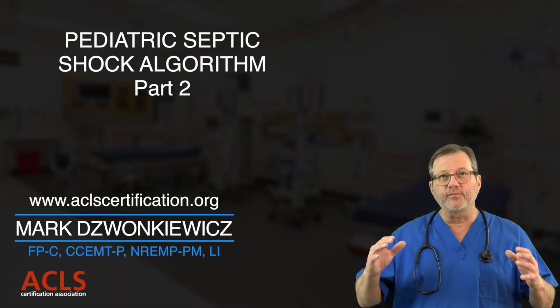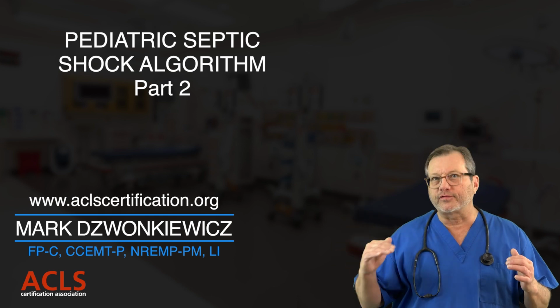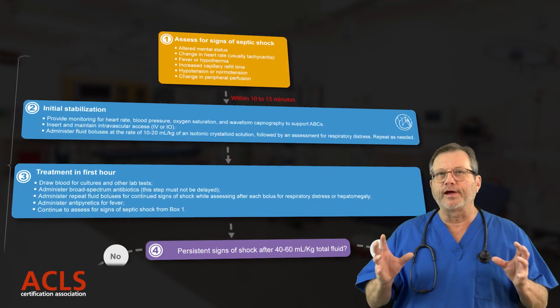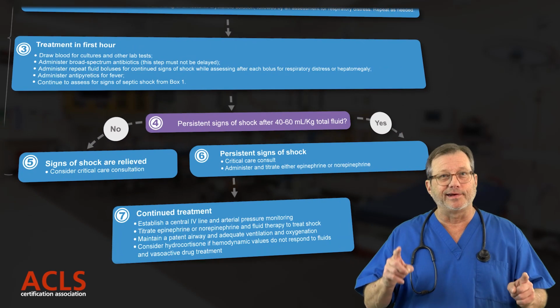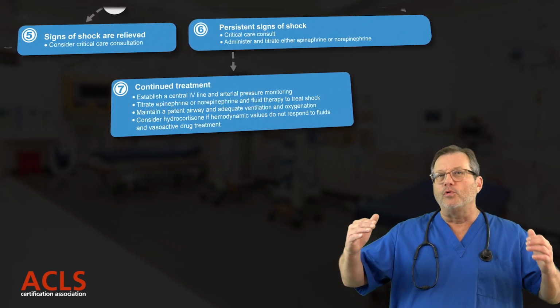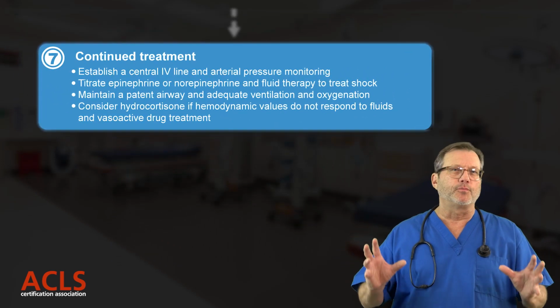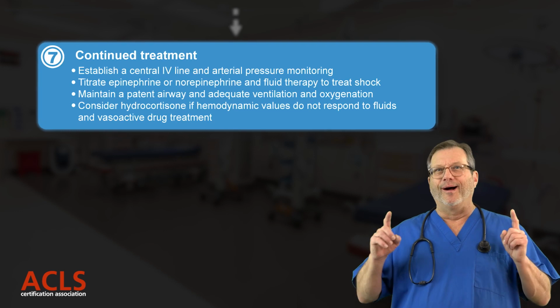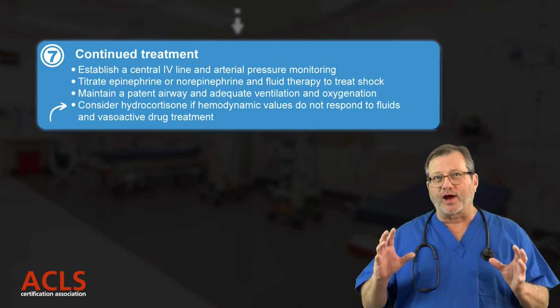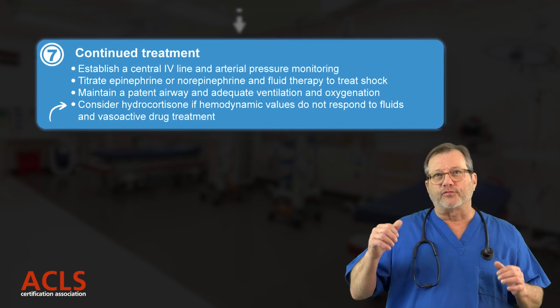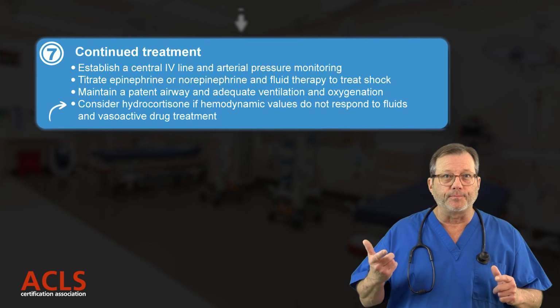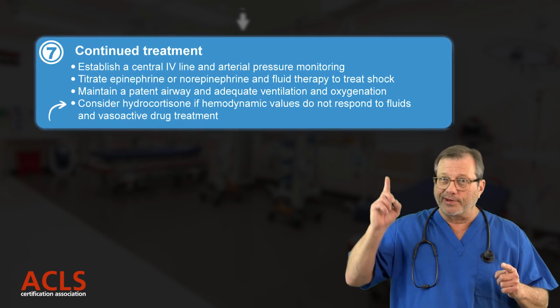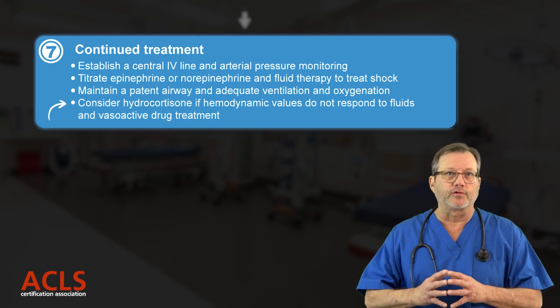Okay, so items from box 1 to box 6 are everything that we should get done in the first hour of treatment in the ER with this kid. Now, moving down to box 7, this is more of the critical care stuff. One, if the child is not responding to fluids and pressor therapy and they're not improving from everything in box 1, they may require a stress dose of steroids.